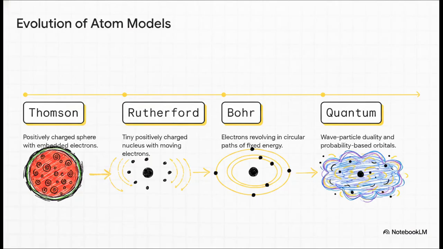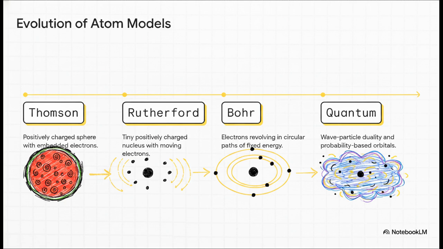Science is really just a constantly updating draft. We started out with J.J. Thomson's model, where he imagined the atom as a positively charged sphere with electrons stuck inside it, kind of like seeds in a watermelon. Then, Rutherford comes along, does his famous gold foil experiment, and completely proves Thomson wrong. He showed that the atom actually has this tiny, dense, positively charged nucleus with electrons just zipping around it.